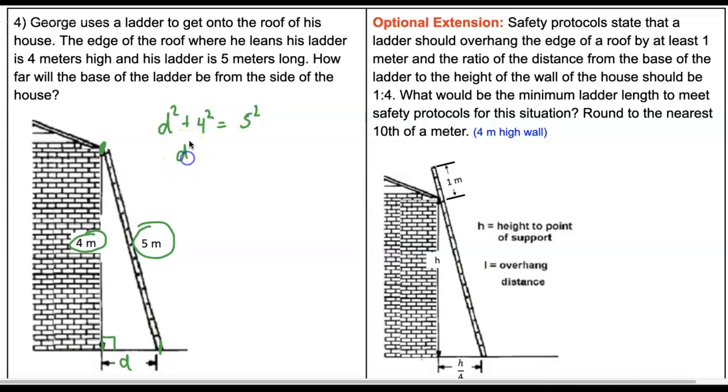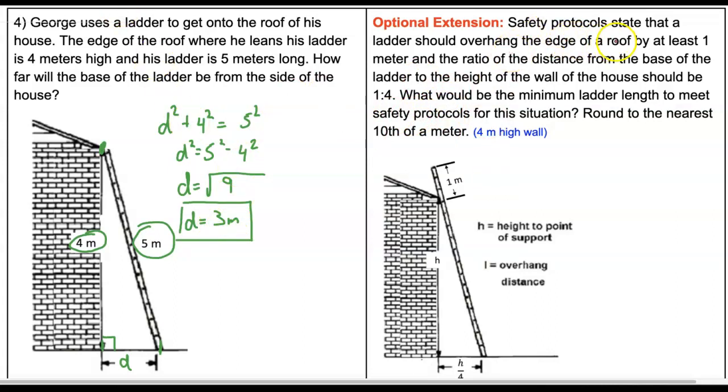So we can say D squared is equal to 5 squared minus 4 squared. I could go ahead and square them and then subtract, or I could do it now. It doesn't really make a difference. So D is equal to the square root of 25 minus 16, which is 9. So the distance is equal to 3 meters. All right. So that's it. And then if you want to do the extension, go ahead and follow along. Otherwise, move on to the next question.